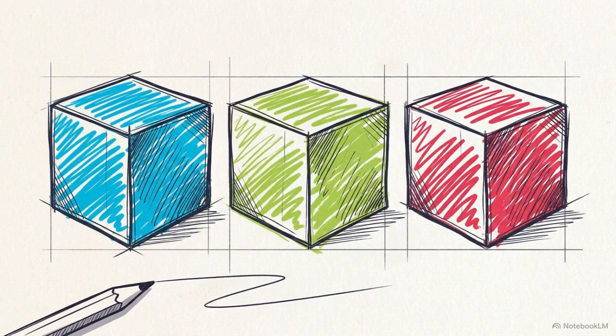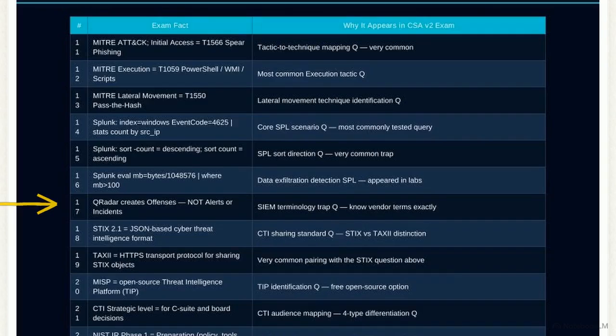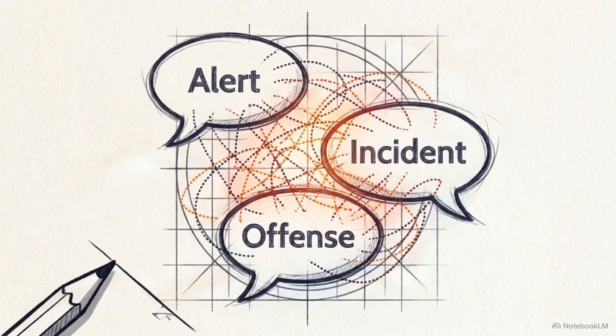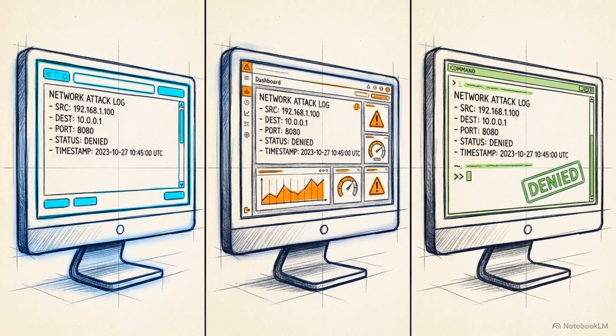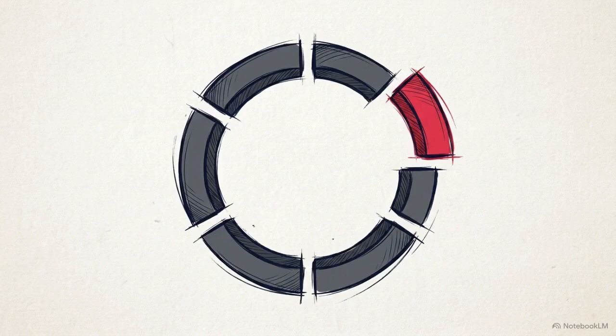Beyond syntax, EC Council enforces rigid rules for vendor terminology. Fact 17 shows the terminology you are required to use. Splunk creates alerts, Microsoft Sentinel creates incidents, and QRadar generates offenses. Question writers often use these terms interchangeably in the incorrect options to distract you. Conceptual knowledge of an attack is only useful on this exam if you know exactly how a specific vendor tool queries and labels it. The final stage of the SOC pipeline tested is the use of incident response frameworks.